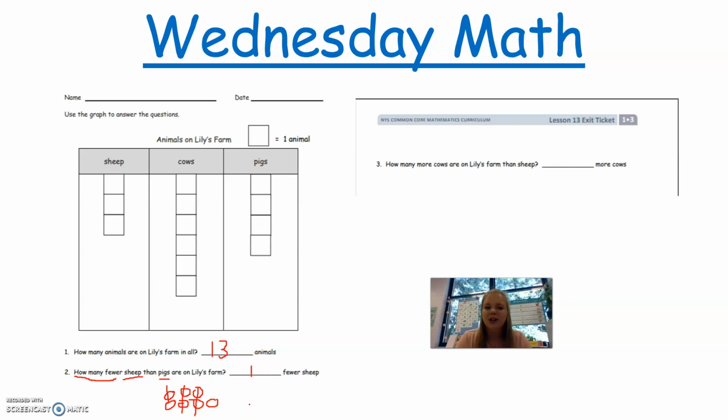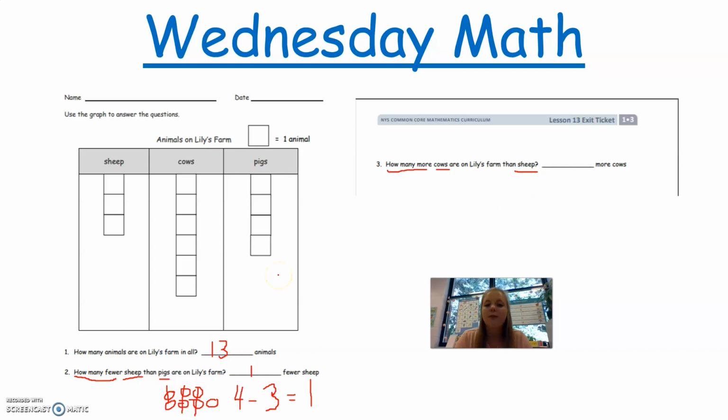What kind of subtraction sentence could I write for this? We'll start with our big number, which was the 4 for pigs. And I'm going to subtract the 3 for sheep. And how many do I have left over? That's right, 1.